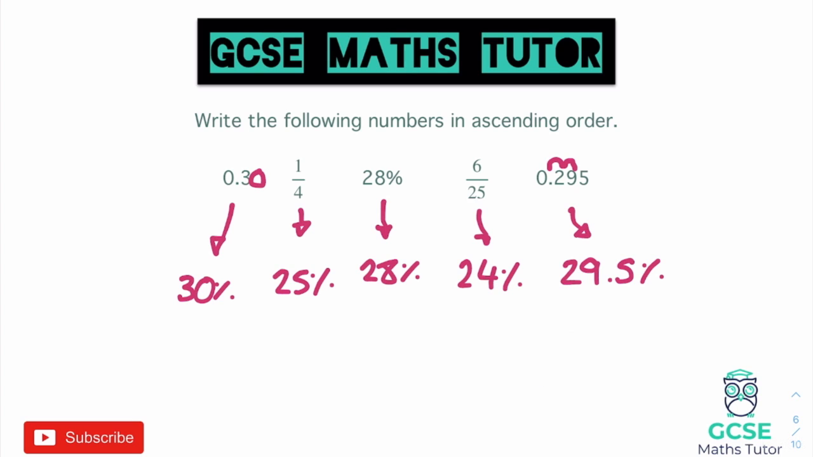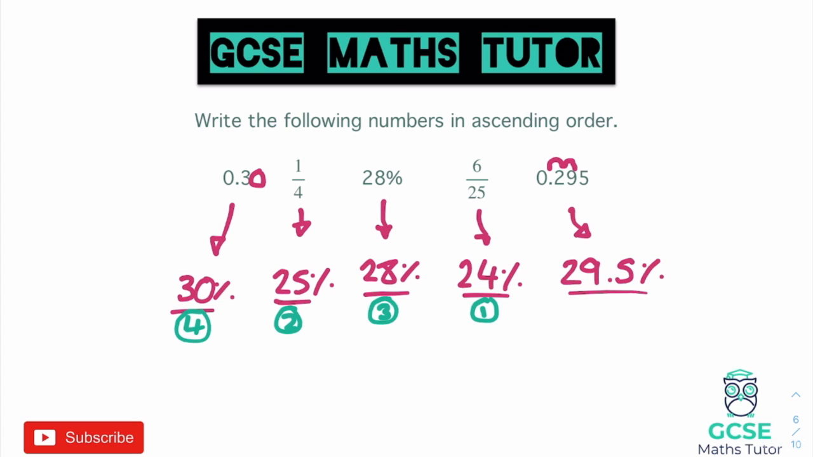Now when you're doing this question, it says write the following numbers in order. It doesn't say to write these percentages in order. So we do have to write the original parts of the question in the appropriate order. But before we do that, I'm going to order them from the smallest. So hopefully you can spot 24% is our first smallest number. We then have 25%, which is our second. Then we have 28%.